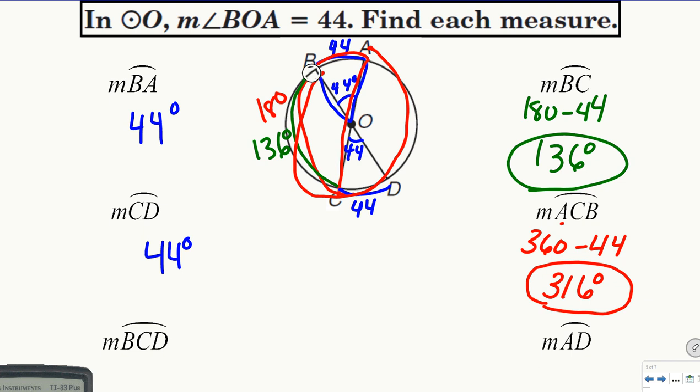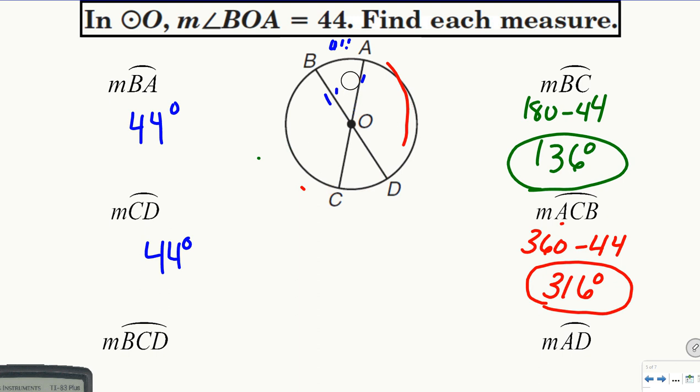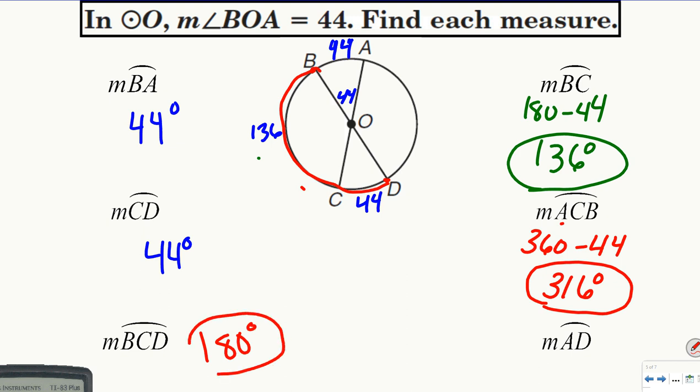Just going to erase some of this to get it out of the way. So once again, we said this was 44, this was 136, this was 44, this was 44. Okay, so BCD, starting at B, going through C to D. Well, if you notice, this BD is a diameter, so this is a semicircle, so this arc BCD is 180 degrees.